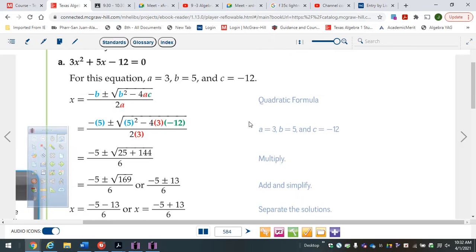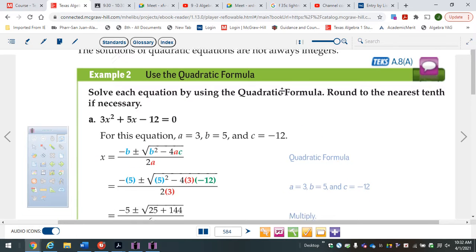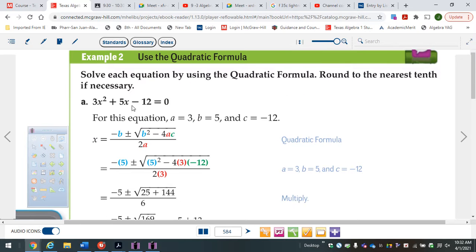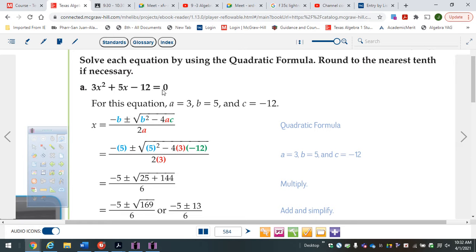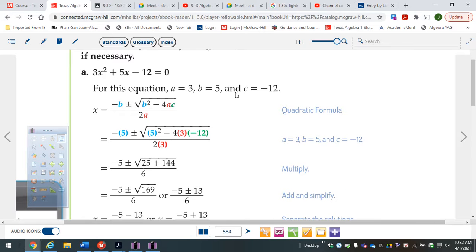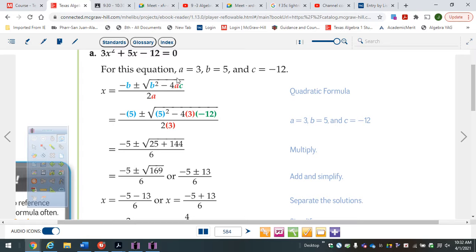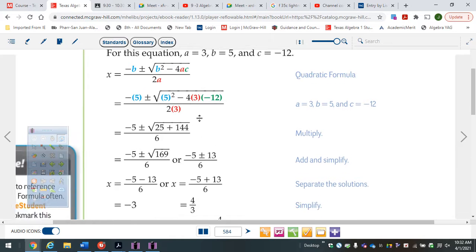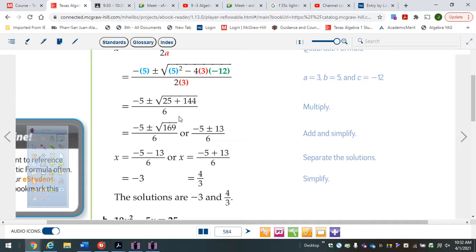We cover what the book has here. We do want this one set up equal to 0, and thank God it is. Identify your A, B, and C. Plug in your B right here and right there, your A right there, your C right there. This one becomes a negative, this one squared becomes that. 4 times 3 times negative 12 gives me that. So this part in here gives me 169. Everything else stays the same.